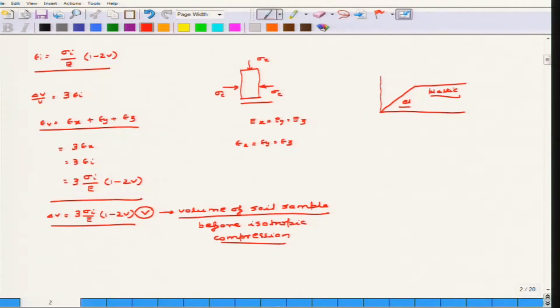Now, in order to find the Poisson's ratio, you have to first consider that the volume change is compressive in nature.